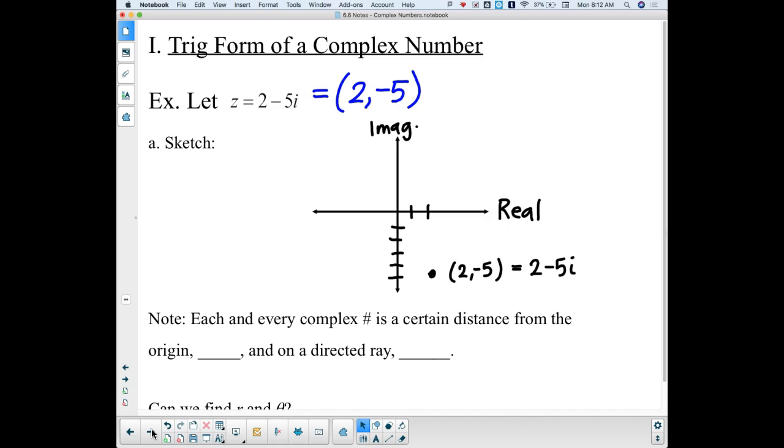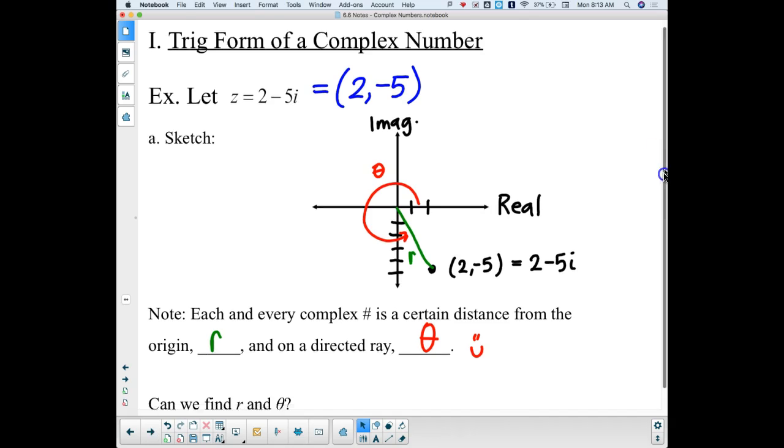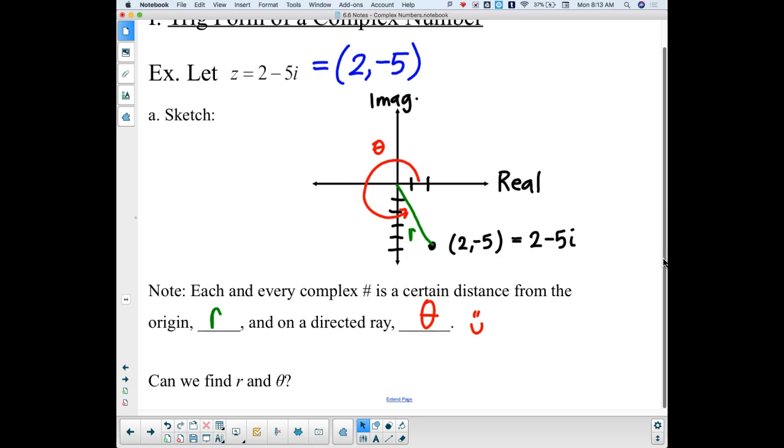So each and every complex number is a certain distance from the origin. What does that look like? That kind of looks like an R value, kind of from our polar. And it's on a directed ray, which means that we need to come up with a theta value for it too. Okay? So how can we find R and theta? Well, if I think back to polars, vectors, am I missing one? I feel like I'm missing one somewhere in there. Parametrics. Parametrics a little bit, yeah.